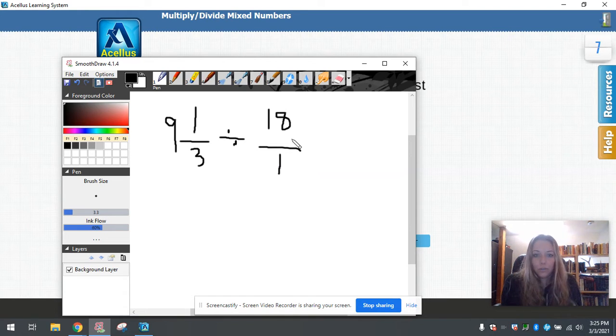So the next thing that I'm going to do before I get into solving this is I'm going to turn this mixed number into an improper fraction. To do that, I multiply the denominator, the bottom part of the fraction, by the whole number, and then I add the numerator. My denominator does not change. So I go 3 as my denominator. To get the numerator, I'll go 3 times 9, which is 27, plus 1, which is 28. Now I have switched my mixed number into an improper fraction. I'm going to copy down the rest of my problem.